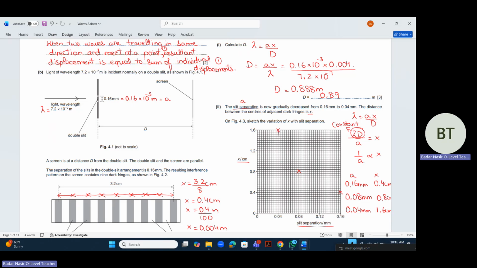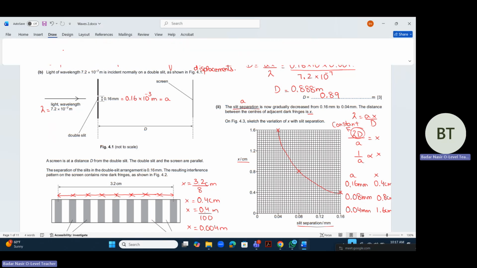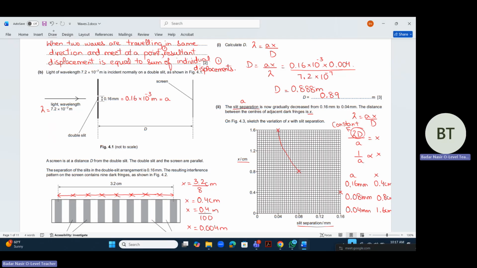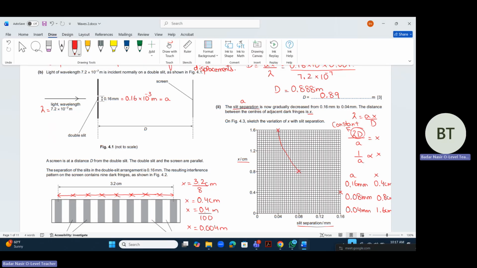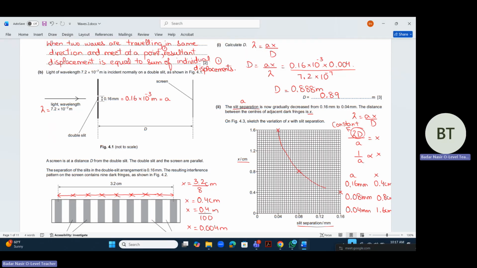So if I join these points together, okay, let me adjust my graph, it went a little down. Okay, now it's perfect. So it is an inverse relation. You can clearly see that when the slit separation is increasing, the value of X is decreasing.